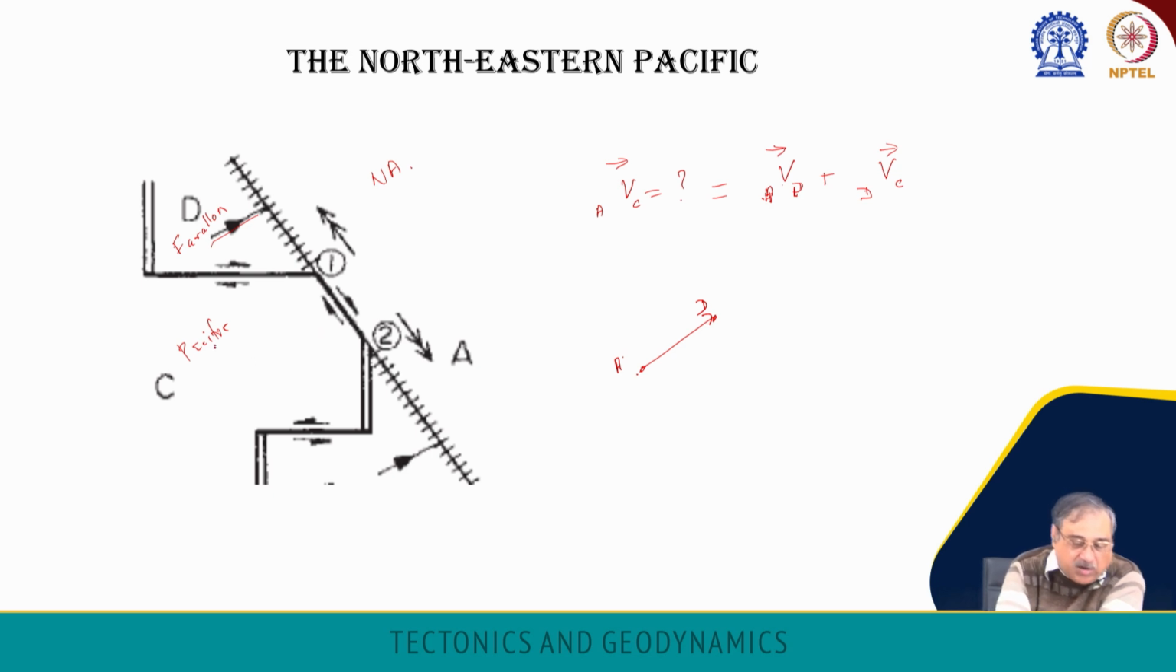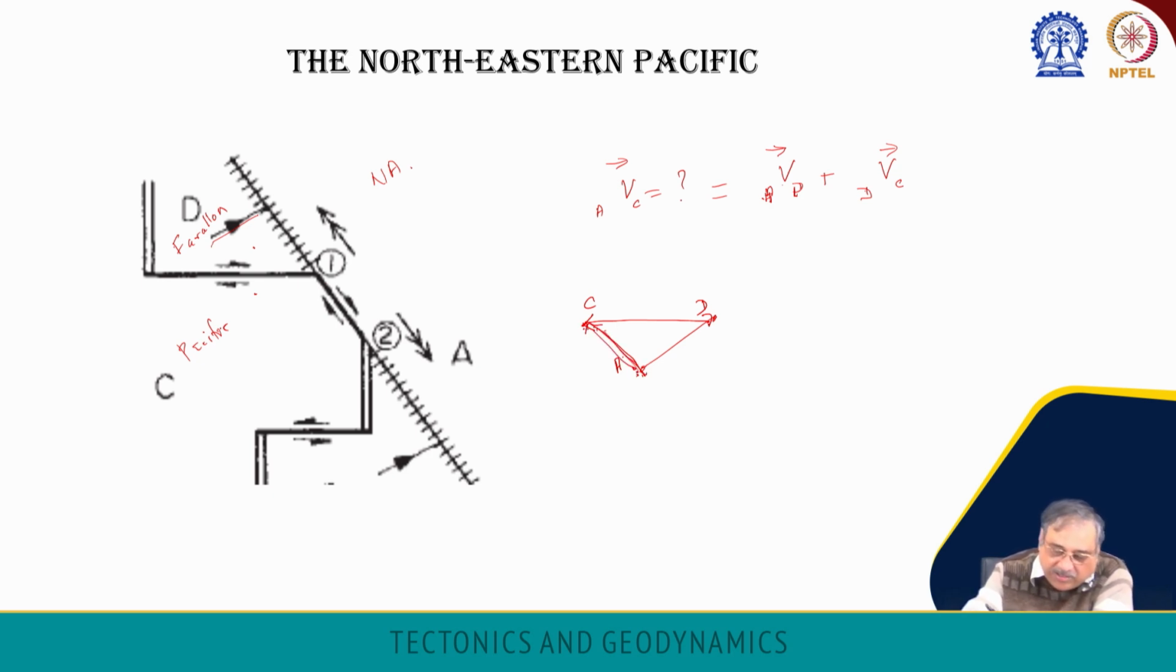Now, the relative velocity of C with respect to D, C is moving this way with respect to D. So the relative velocity of C with respect to D would be at this point, because it is moving with respect to an observer on C. This is actually a dextral transform fault. So C would appear to be moving to the west to an observer on D. So this would be the relative velocity here, which means the relative velocity of C with respect to A would have to be in this orientation.